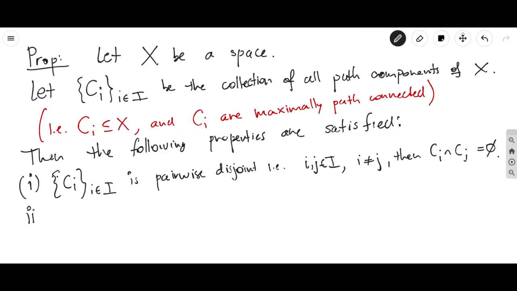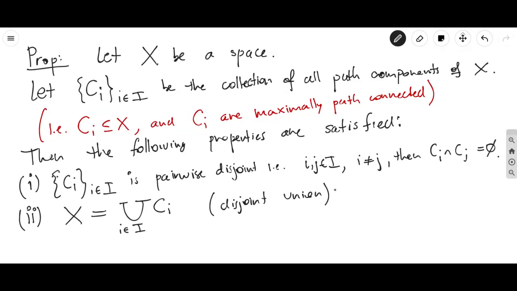The second thing is X decomposes as a union of all of these path components. So X is a union of all of those path components. So this, by the way, is a disjoint union based on part 1. Disjoint union just means that it's a union of sets that are non-overlapping. That's part 1.